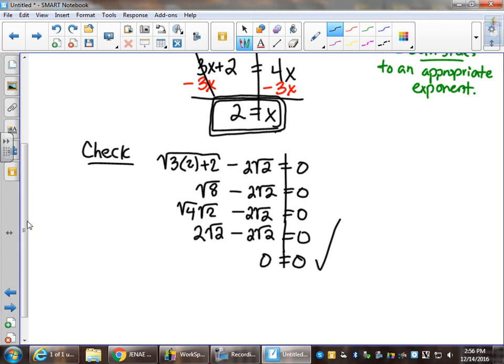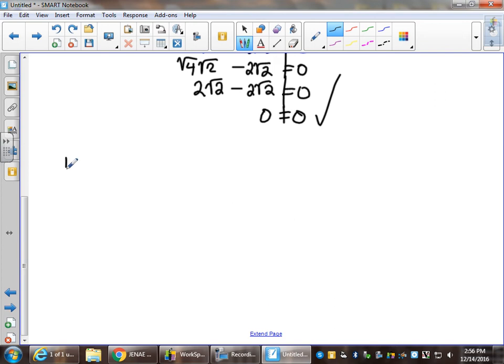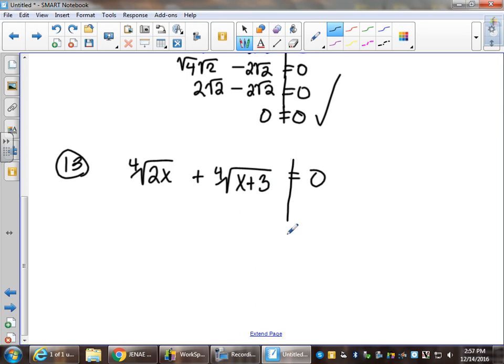13. The fourth root of 2x plus the fourth root of x plus 3 equals 0. I see that I have 2 radicals on one side. I can't do anything with that. I want to be strategic and get one of these radicals to be on the other side, so then I can raise both sides to a power. Does not matter which one you move. I choose to move this one.